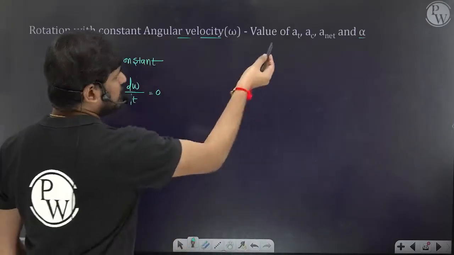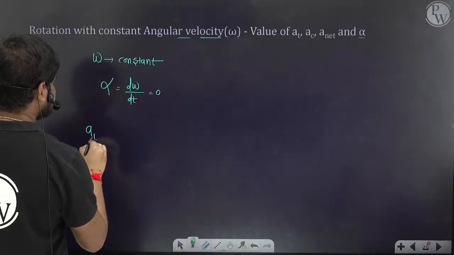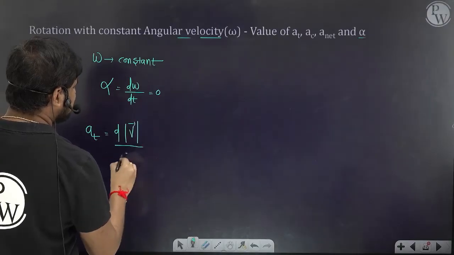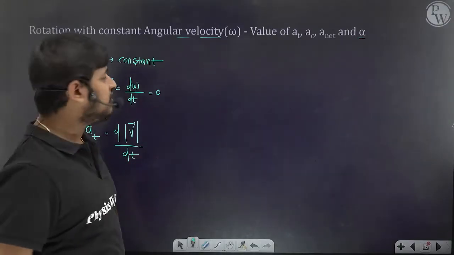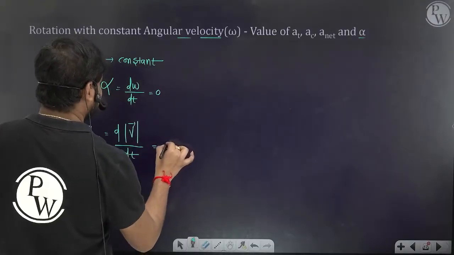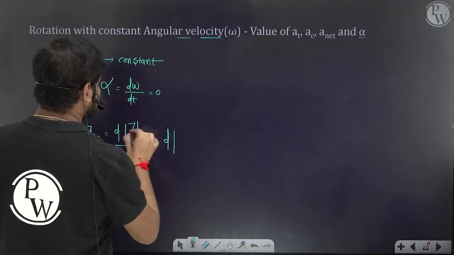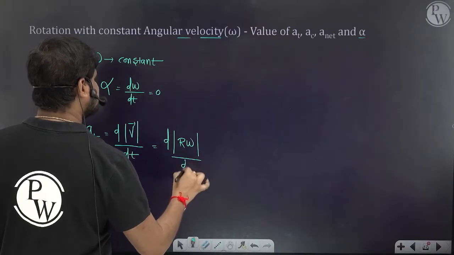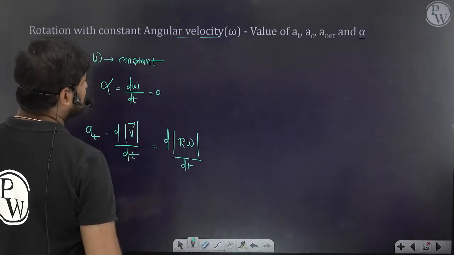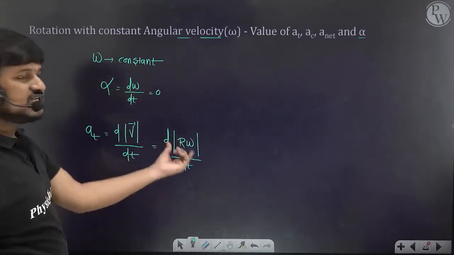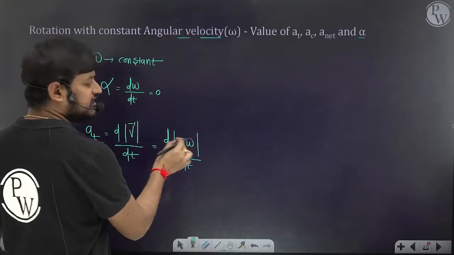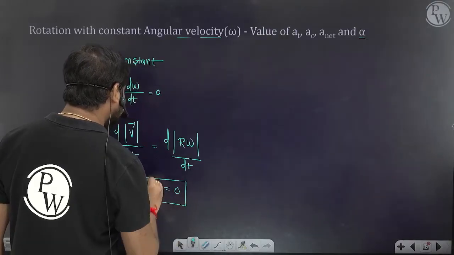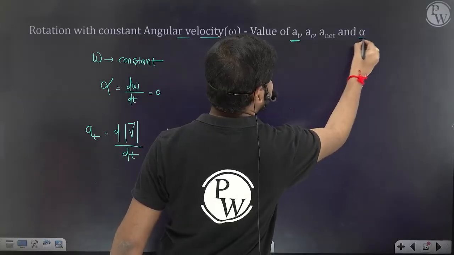Then what is the tangential acceleration? We know the tangential acceleration is equal to d of the magnitude of velocity by dt. In place of v, we can write r omega, so d of r omega by dt. Here r, the radius, is constant, and as per the given statement omega is also constant. The differentiation of constant terms will be 0, so there will be no tangential acceleration. Tangential acceleration done, alpha done.